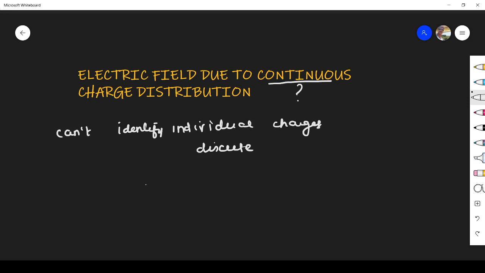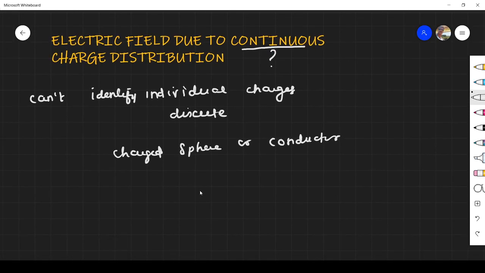And another thing is, suppose you take a charge distribution on any charged conductor, a charged sphere or conductor, right? There the charge distribution is continuous only, not discrete. So we have to give importance to continuous charge distribution only. That is what we have in our real-time scenario. Okay, let us see that.